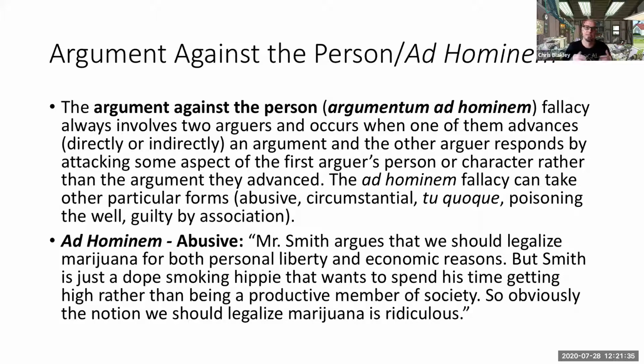The reason given for rejecting the truth of the conclusion is not a problem with either the personal liberty argument or the economic reasons argument, like getting more tax money out of it. It's something about the arguer themselves. So it's attacking the person rather than the argument. That's ad hominem, and my example is the ad hominem abusive. As I list here, there are different versions of this as well: guilty by association, ad hominem circumstantial, poisoning the well.